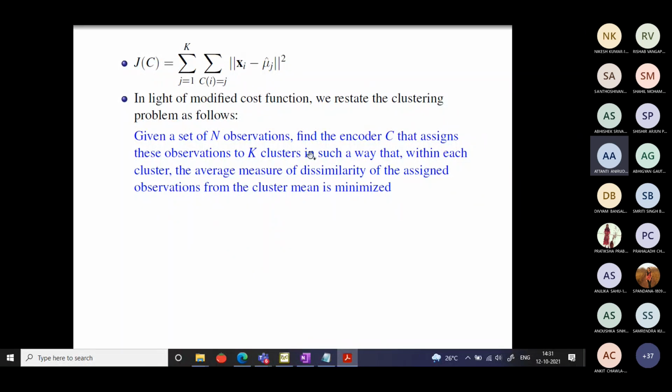Here, please note the word: not similarity, but dissimilarity. Because in each and every cluster, only those data points should be included which are similar.